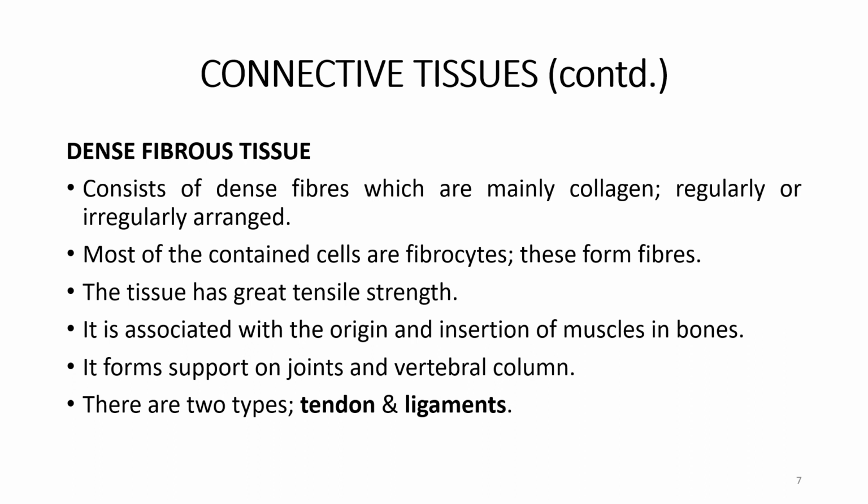When next you have any festival, any kind of ceremony in your family house, look at the muscles, where they are coming from, where they're entering to. You appreciate this issue of dense fibrous tissue. It forms support on joints and vertebral column. There are two main types: we have tendon and ligaments.